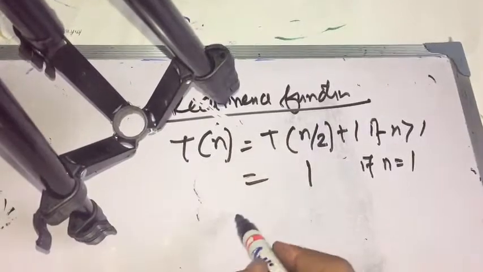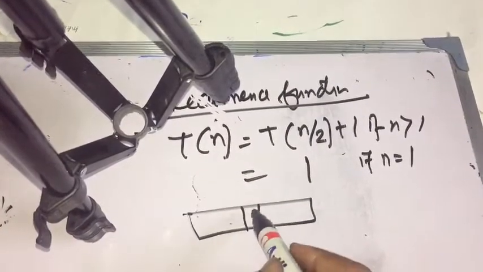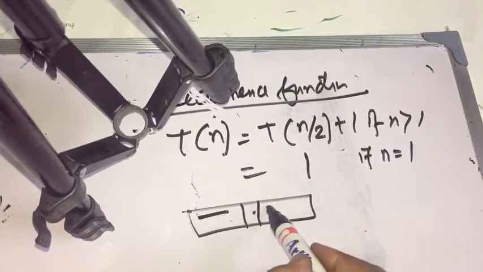T of n by 2, why T of n by 2? Because we have to find the middle element, then we can search either the left one or the right one.